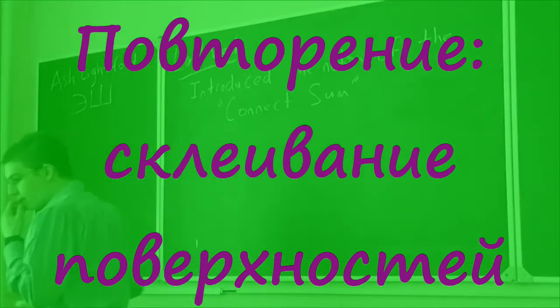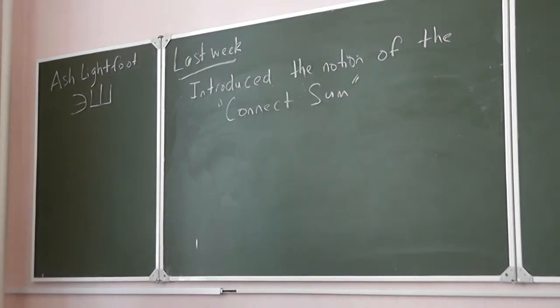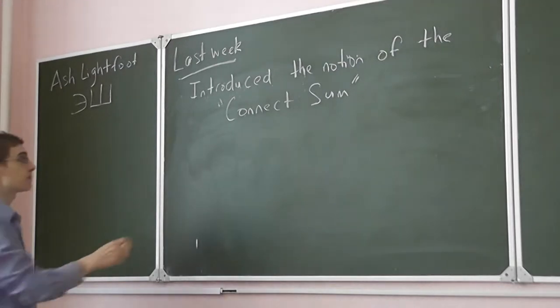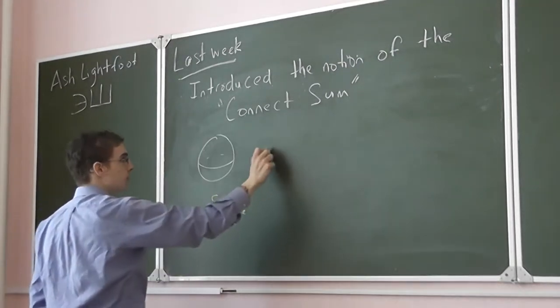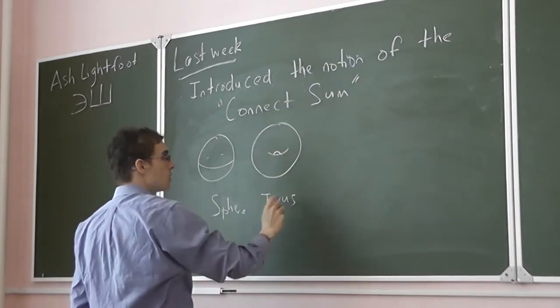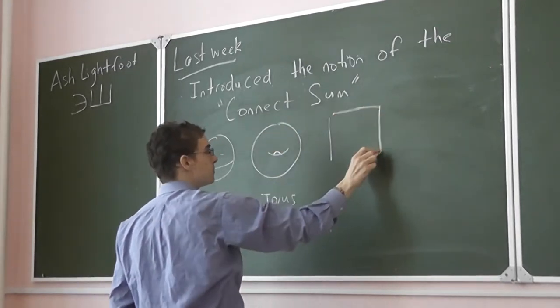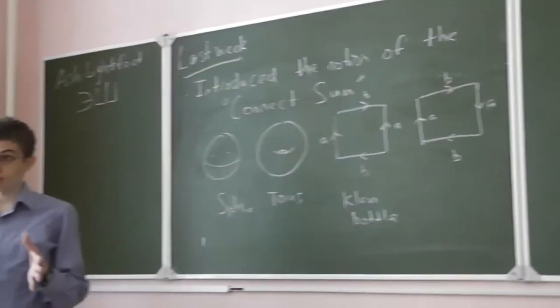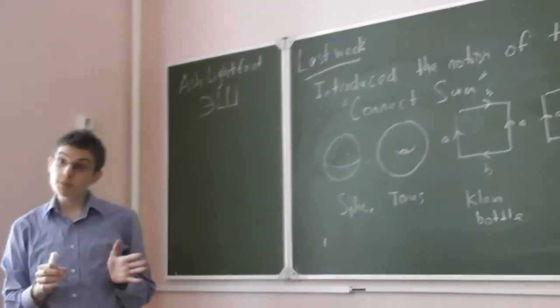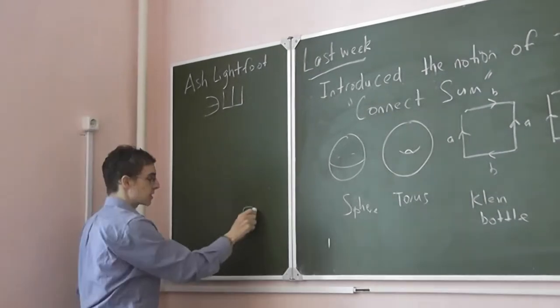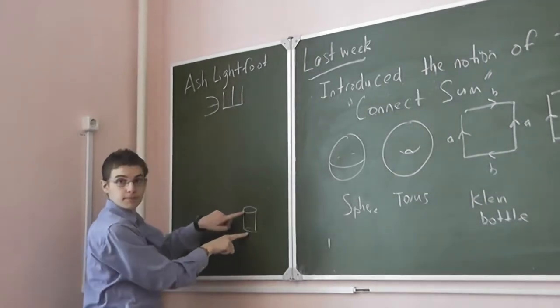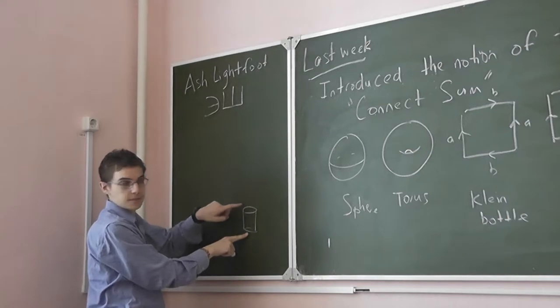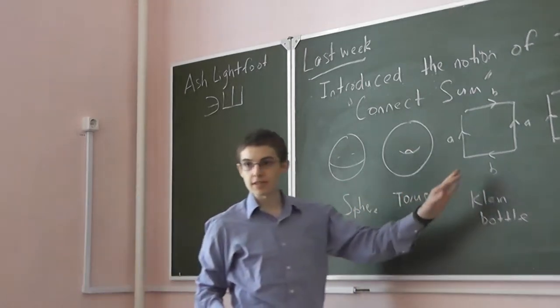So we remember that we had a bunch of surfaces. We have a sphere. We have a torus. We have a Klein bottle. We have the projective plane. Those are the surfaces that don't have boundary. We also have the Möbius strip that has boundary. Here's a cylinder. The cylinder has boundary, those edges. These are the surfaces that have edges.